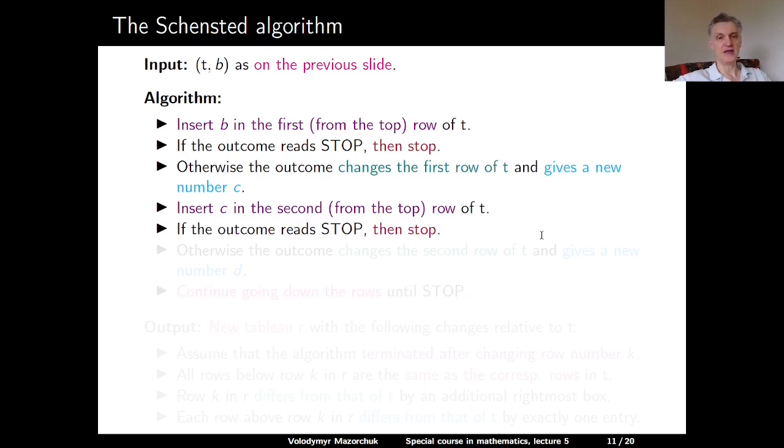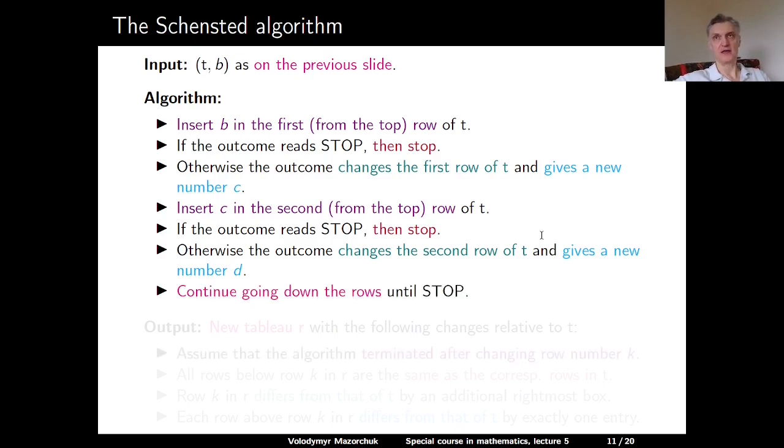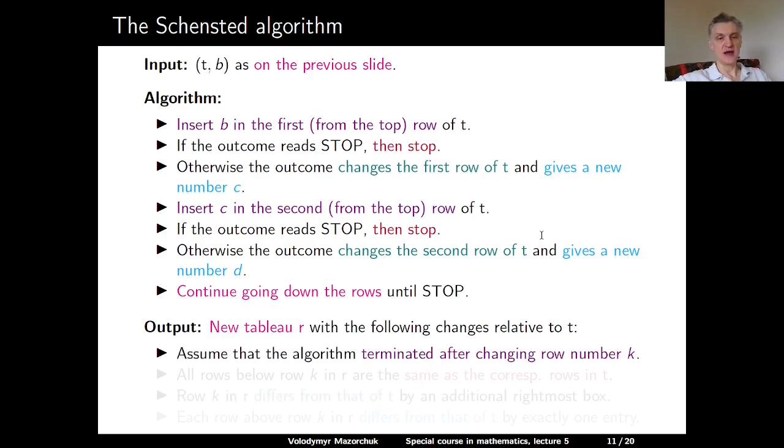And again, we either get a stop sign, and then everything terminates, or the second row is changed, it gives a new number d, and we try to insert it in the third row. And we continue in this way until we reach the stop sign. Of course, this terminates after finitely many steps, because T has finitely many rows. In the worst case scenario, we will be inserting a number in an empty row, which always terminates after the first step. So the output will be a new tableau R with the following changes relative to T. So assume that the algorithm terminated after changing row number k.